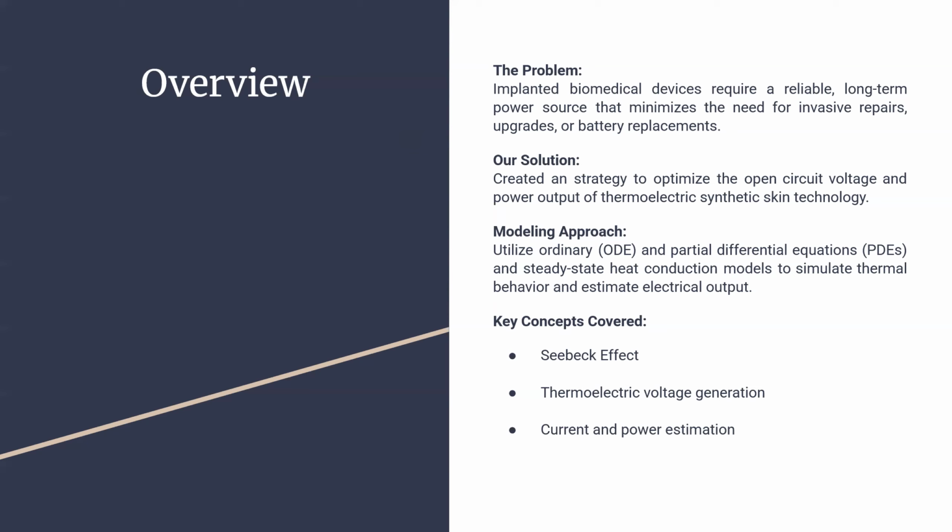In this paper, you'll see how we optimized open circuit voltage and power output using this technology. We used ordinary differential equations, partial differential equations, and steady state heat conduction models to simulate that this would work. We have a couple of key concepts here. The Seebeck effect was particularly important as it's what allowed us to create a voltage across our temperature differential. We'll also get into the thermoelectric voltage generation and the current and power estimations.